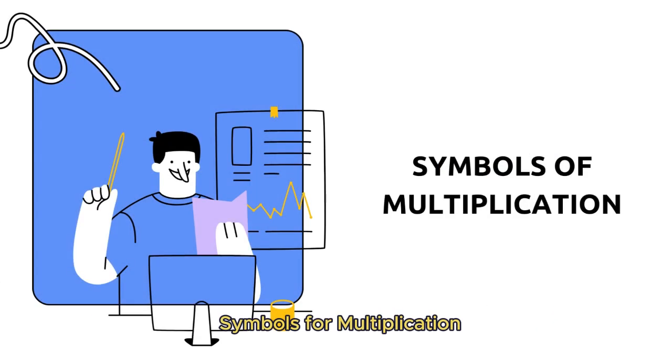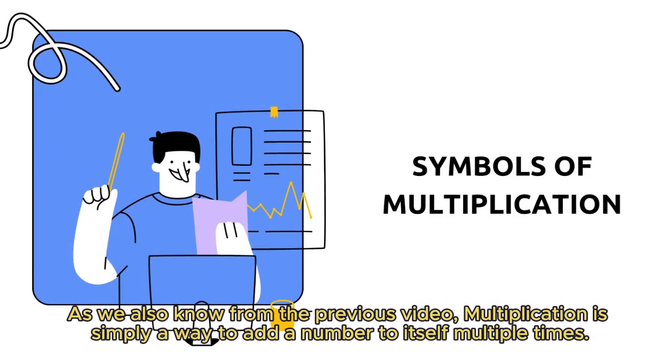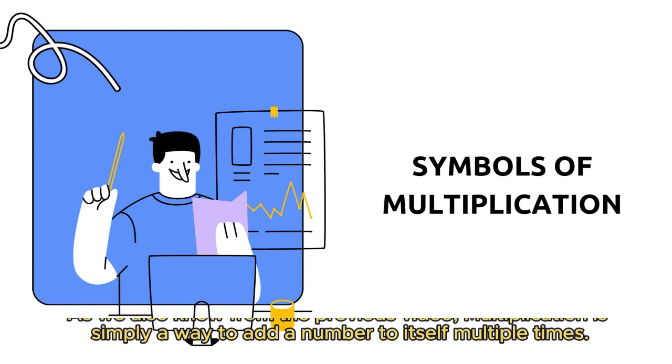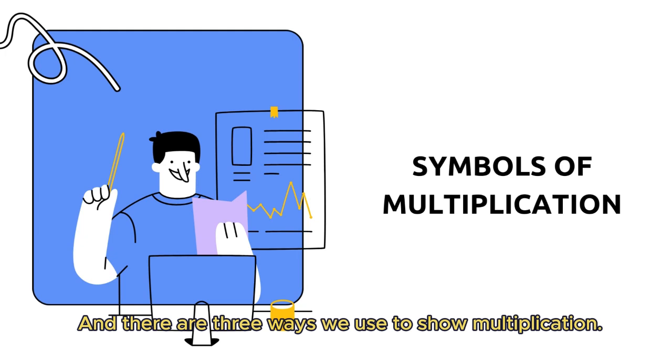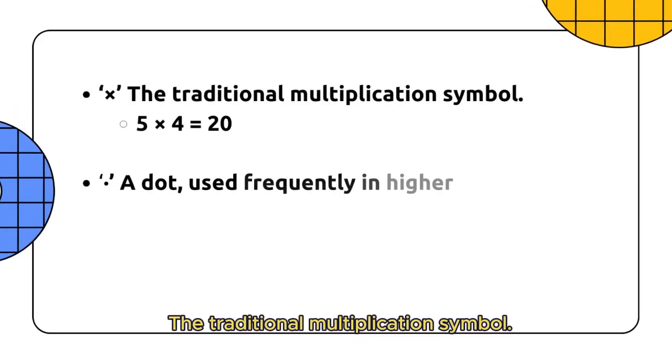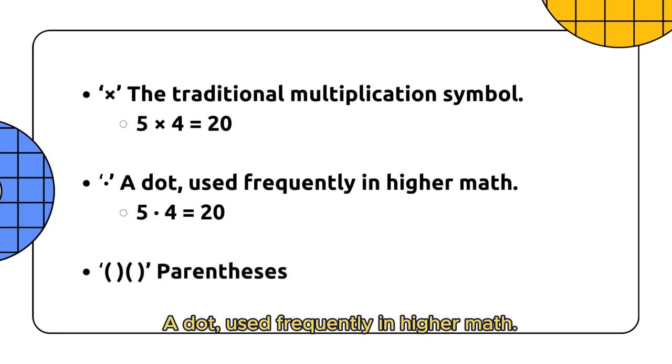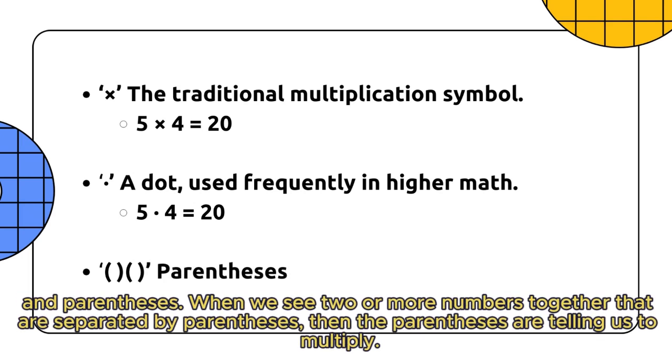Symbols for multiplication. As we also know from the previous video, multiplication is simply a way to add a number to itself multiple times. And there are 3 ways we use to show multiplication: the traditional multiplication symbol, a dot used frequently in higher math, and parentheses.